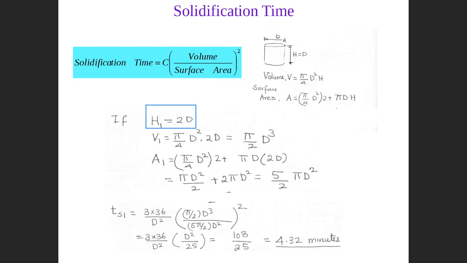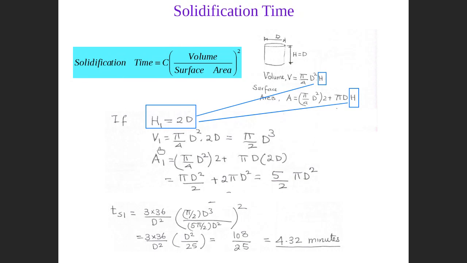We know generally that volume equal to pi divided by 4 d square h, and surface area equal to pi d h here also. Here you can see that this is the h here, and this is the h also. In the second case, you need to apply h equal to 2d, not d but 2d.